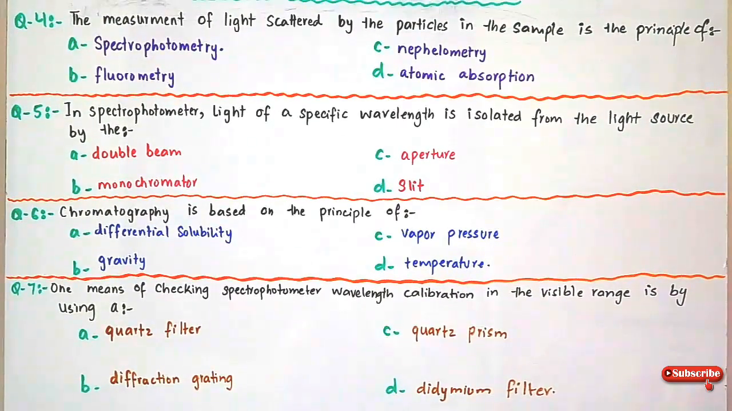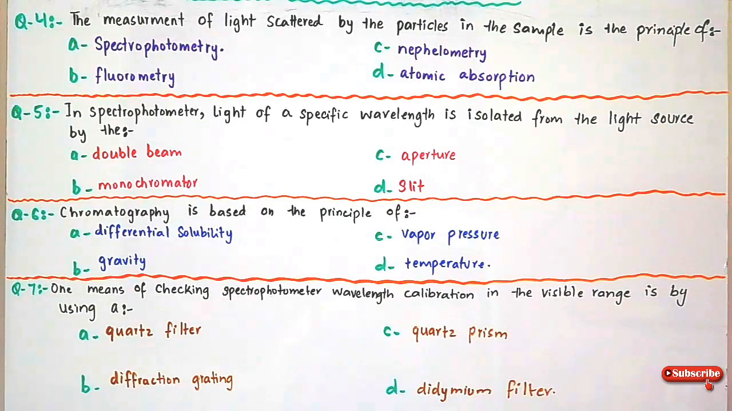Question number 5. In spectrophotometer, light of a specific wavelength is isolated from the light source by the option A, double beam; option B, monochromator; option C, aperture; option D, slit. And the answer for this question is option B, monochromator. Light from the lamp or light source of a photometer is reduced to a specific wavelength by the monochromator. And in spectrophotometers, a diffraction grating is used as a monochromator.